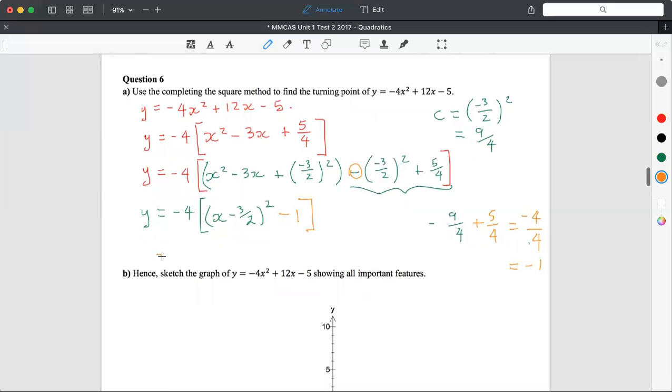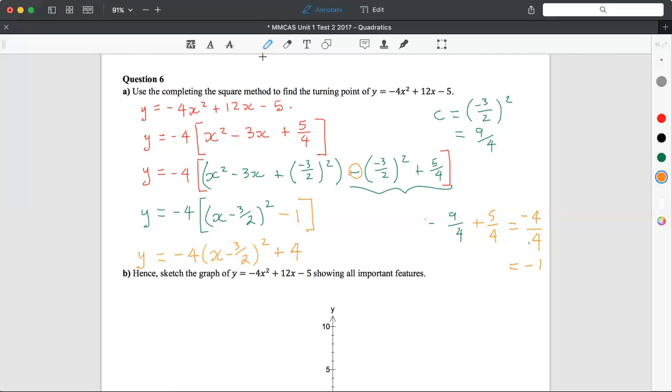You might want to do this as well, and I think it's probably a good idea too, is just expand that negative 4 back in. Remember, you do not need to expand it into these brackets. You just need to leave it out the front. So it's minus 4 times x minus 3 on 2 squared. And then you need to multiply negative 4 times negative 1, which is positive 4.